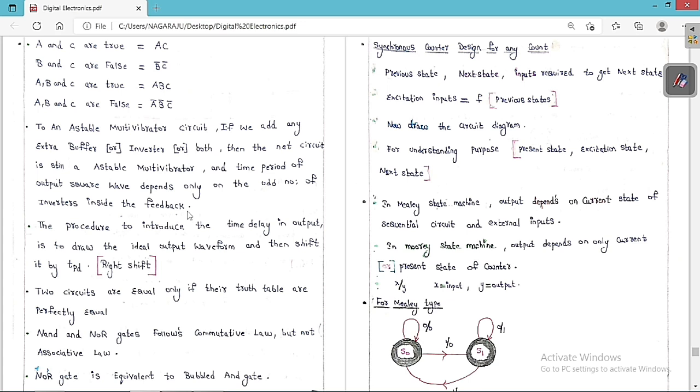Suppose in a given feedback there is an odd number of inverters, and I am adding some extra buffers and also inverters. If you count the overall inverters in the feedback and it is odd, that is going to act like an astable multivibrator, and the overall time period of the square wave output is equal to 2 into n into TPD, where n is the number of inverters. The number of inverters is always odd inside the feedback. You must not consider the buffers.